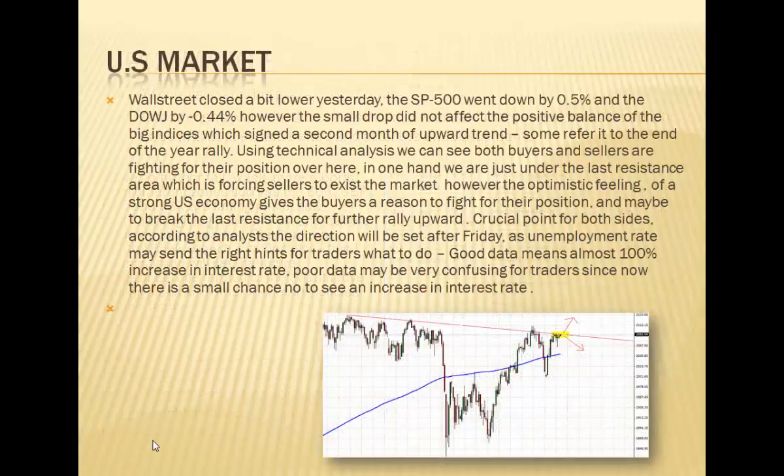US market. Wall Street closed a bit lower yesterday. The S&P 500 went down by 0.5% and the Dow Jones by 0.44%. However, the small drop did not affect the positive balance of the big indices, which signed a second month of upward trend. Some refer to it as the end of the year rally.